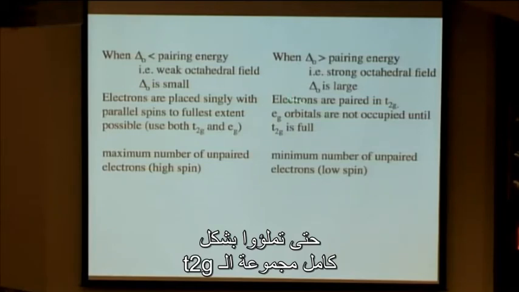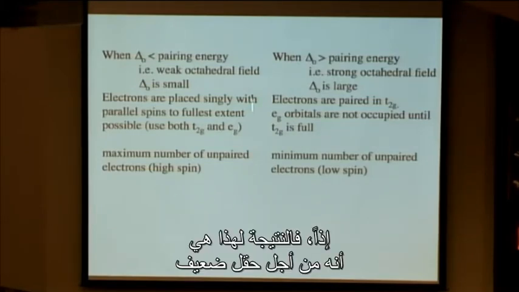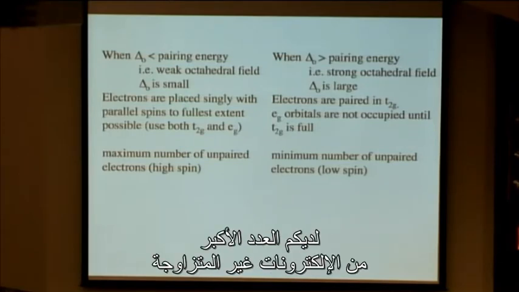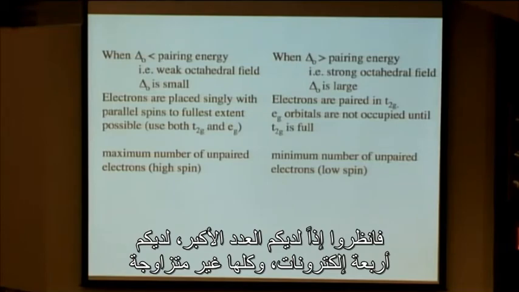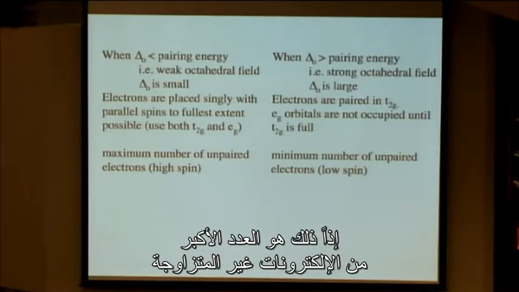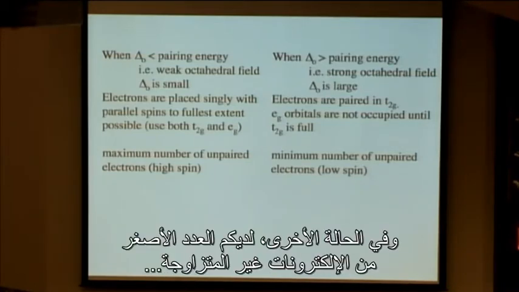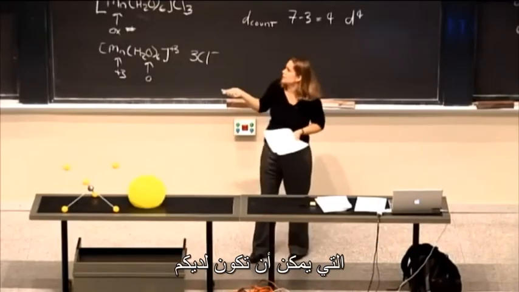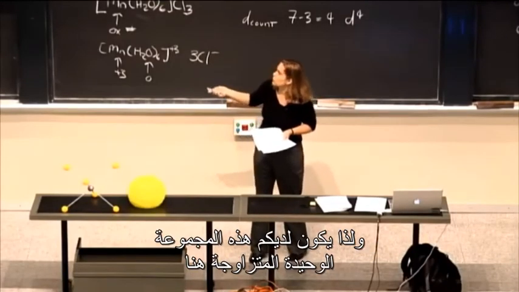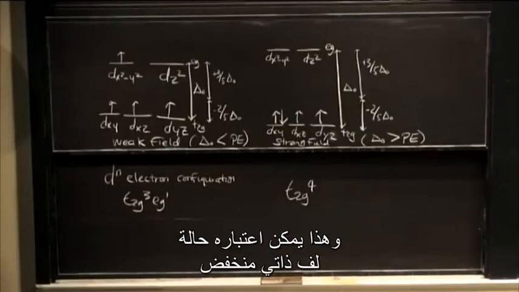So the net result of this is, for a weak field, you have the maximum number of unpaired electrons. You have 4 electrons. All 4 are unpaired. So that's the maximum number of unpaired electrons. And this is referred to as high spin. And in the other case, you have the minimum number of unpaired electrons that you can have. And so you have this one set that's paired here. So that would be considered a low spin case.